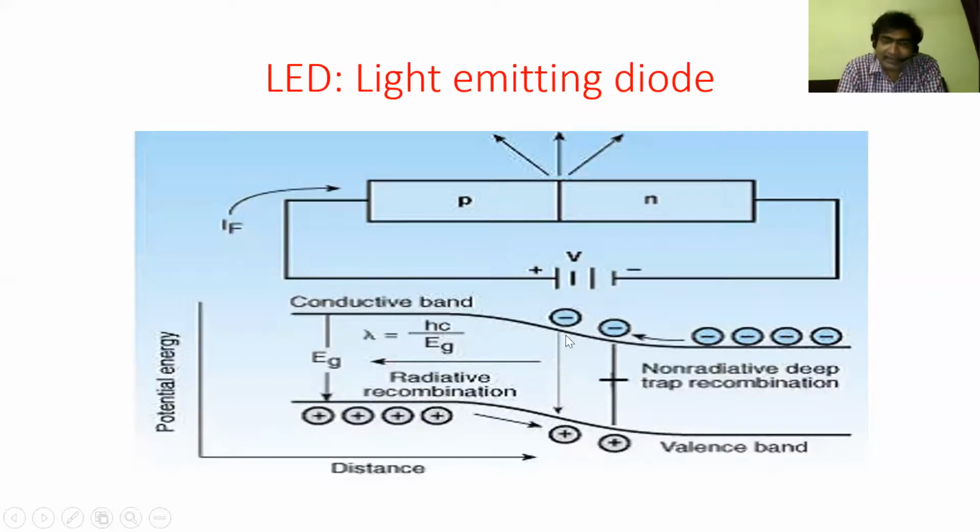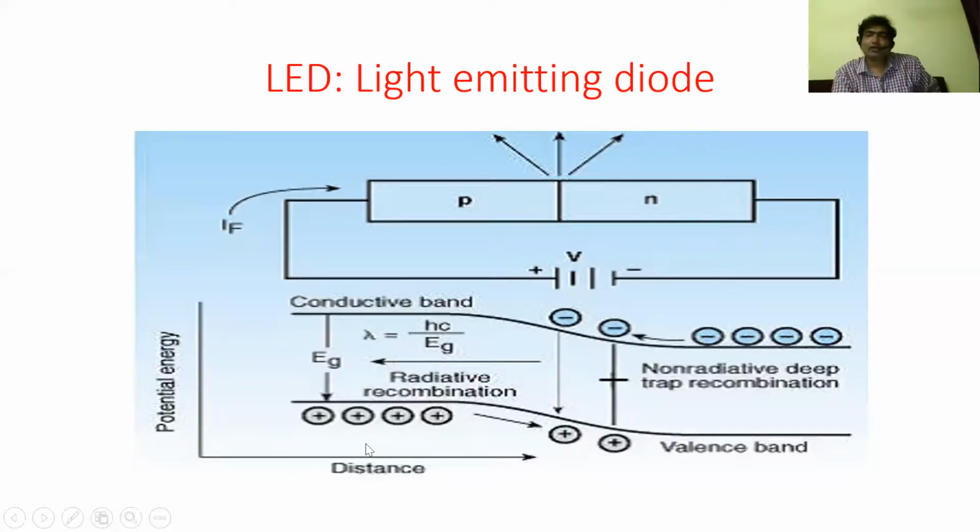Now, an electron is a majority charge carrier in the n region, but when it enters into this p region, it becomes a minority charge carrier. So the electron, when it enters into the p region, recombines with the hole, which is the majority charge carrier in the p region. In this process, it emits a photon of energy hc by Eg, which is inversely proportional to the energy gap of the semiconductor.